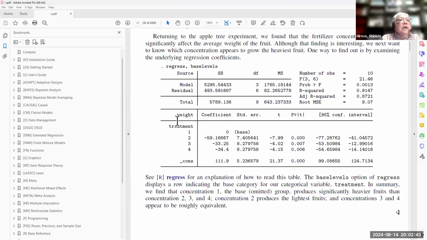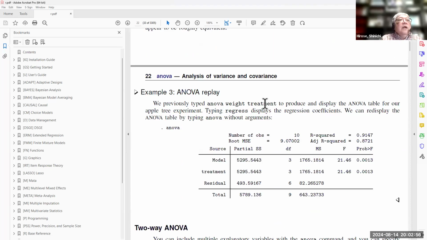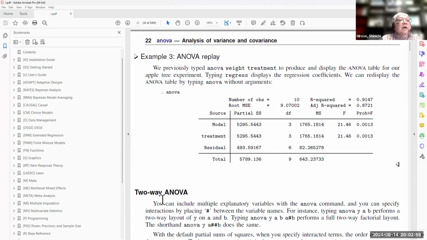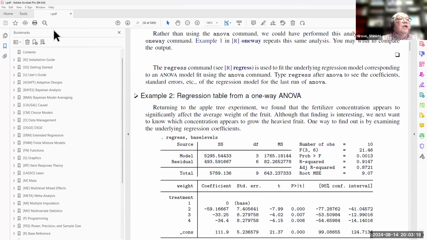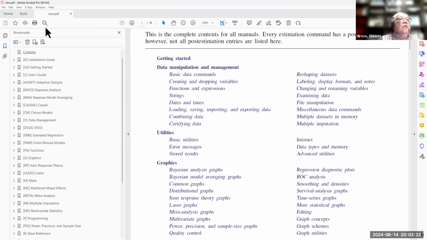And here we have an explanation about how to read this table. See regress for an explanation on how to read this table. So there is a lot of material here. Two-way ANOVA is something that we haven't covered, but we have two-way ANOVA, three-way ANOVA, which is a much more complicated model. So similarly, we can search for example, for day 4, SEM.